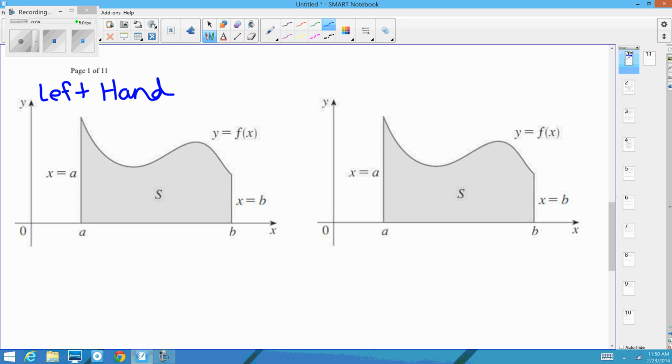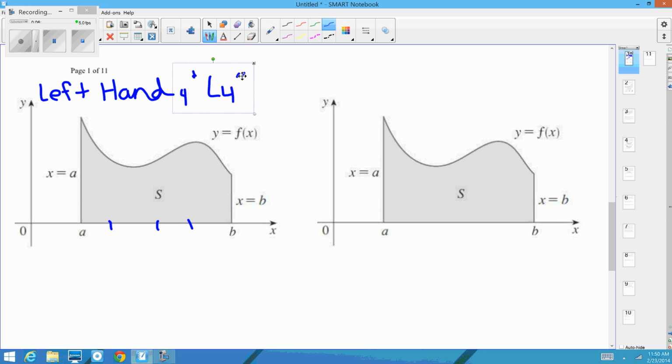Okay, the left hand intervals. Sorry, can't think and write at the same time. So if we want to, let's say we're going to do L4. Okay, we're going to do 4 sub intervals. That's how many rectangles I want to have.